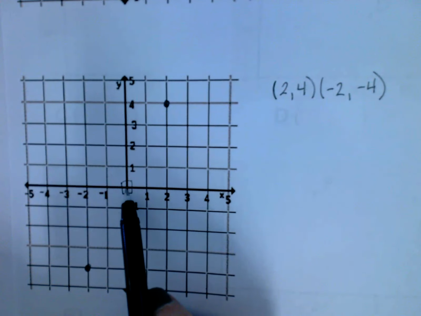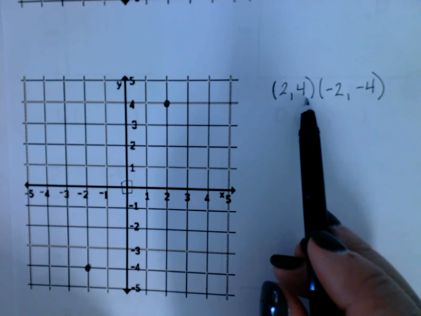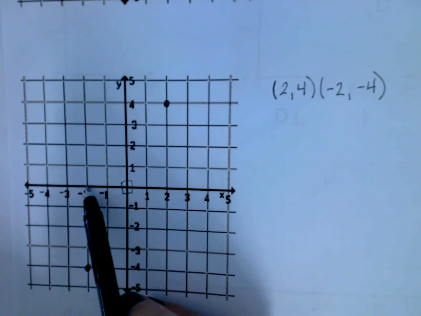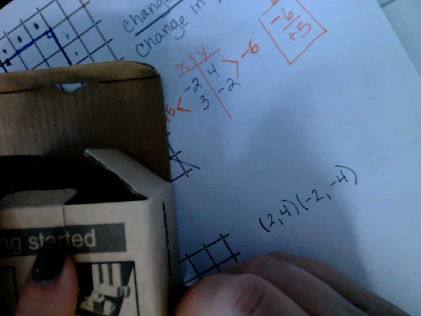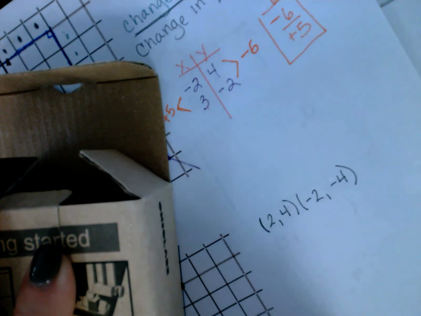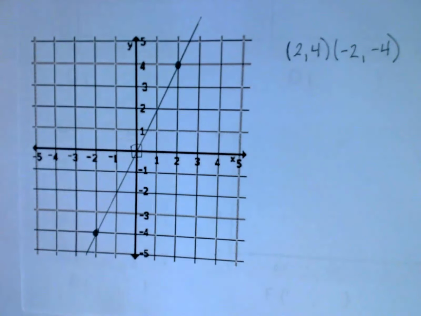So I started at the origin. I went right 2, up 4 for the first one. The second one, I went left 2, down 4. Again, doing the best you can to make a straight line. You don't have to have a straight edge. I just try to do that so that I make sure things look good for you.